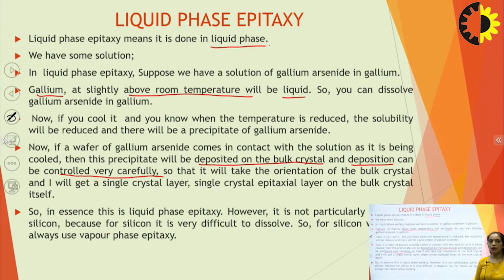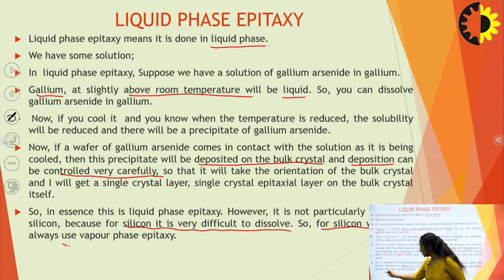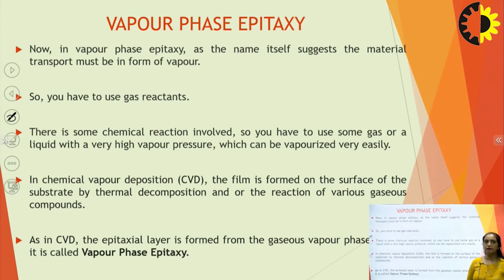However, it is not particularly used for silicon, because it is very difficult to dissolve silicon at room temperature or slightly above room temperature. So for silicon, we always prefer to use vapor phase epitaxy. Now what is vapor phase epitaxy? In case of vapor phase epitaxy, as the name itself suggests, the material transport must be in the form of vapors. So you have to use some gas reactants in this vapor phase epitaxy, and there is some chemical reaction involved, so you have to use some gases or a liquid with a very high vapor pressure, which can be vaporized easily.